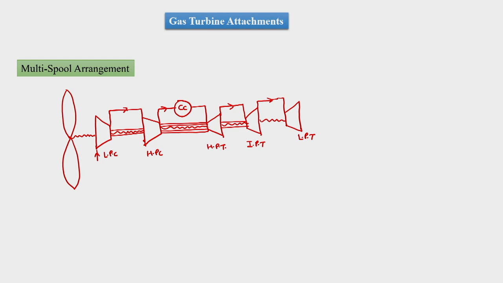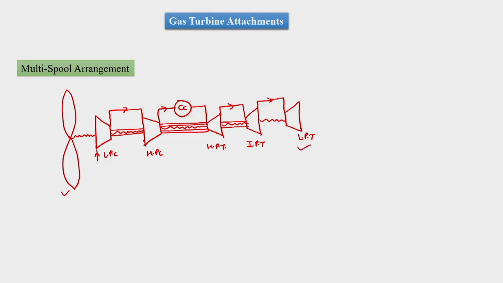So this is a twin spool arrangement, and this is a 3-spool arrangement which is necessary to decouple different speeds. So the propeller would run at a speed which will be catered by the low pressure turbine, the low pressure compressor would run at a different speed which will be catered by the intermediate pressure turbine, and then the high pressure compressor would be catered by the high pressure turbine. So these are some arrangements for the gas turbine power plant, which are efficient and required to get the desired output or desired efficiency.